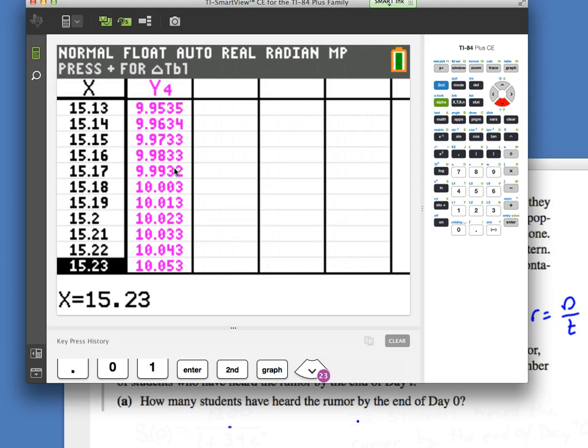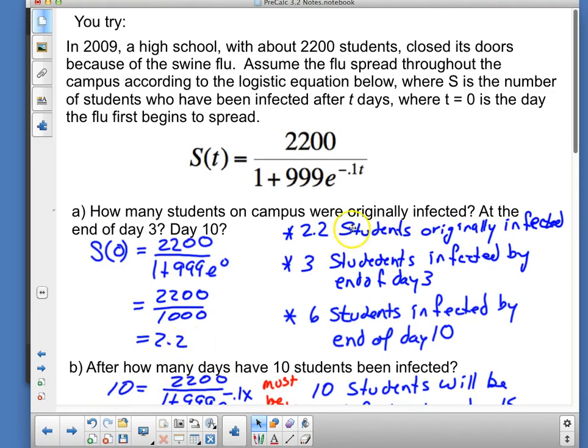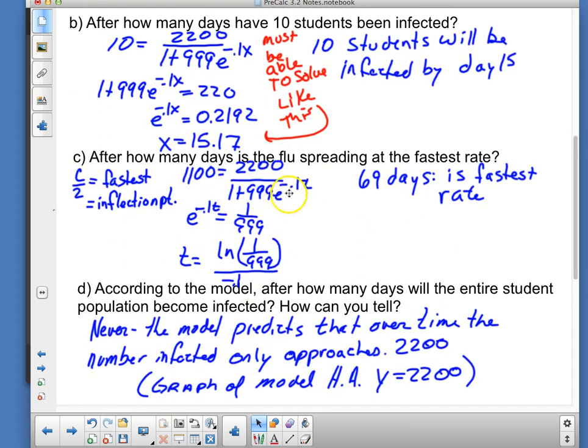In C, we're talking about 1100 for this. Guess what I'm going to change in there? I can put in 1100 and come up with my table and do it that way, or I can continue and do what I did here and do it algebraically. I got those, and here it is in C, got 1100, and I solved it algebraically to get 69 days is fastest rate. Why is 1100 the fastest rate? Because that's the inflection point. Half of my limit to growth here is 2200. Half of 2200 is 1100, and I've got it made. Okay, that's what I do with that.